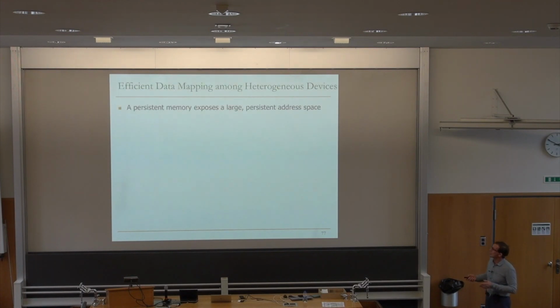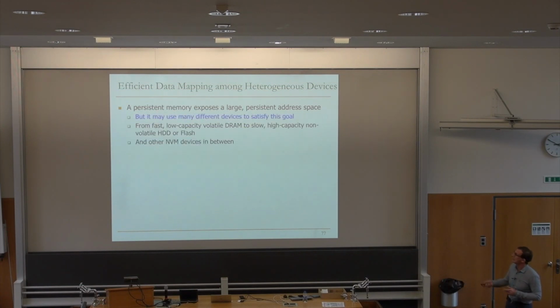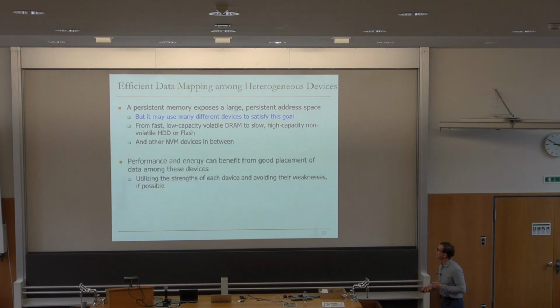So let's take a look at some examples. Basically, a persistent memory exposes a large persistent address space, but it may use different devices to satisfy this goal. For example, fast, low capacity volatile DRAM to slow, high capacity non-volatile HDD or flash, and other NVMe devices in between. And of course, you can benefit from better data placement, as we discussed earlier.